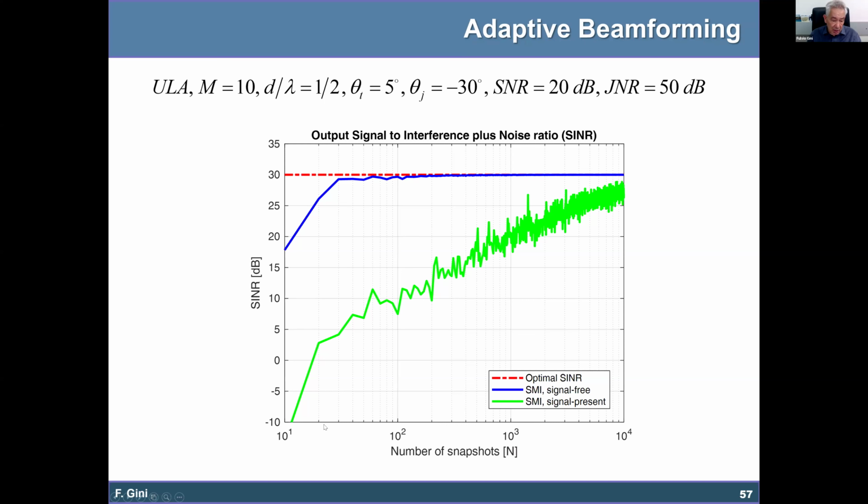In this case, this is 20, no, this is 20, 30. Here, after 30 snapshots, you can achieve almost optimal performance. Here, you need many, many more. So this is 3M. Here, remember, you have M squared. Even more.